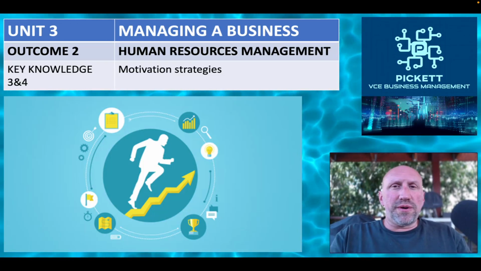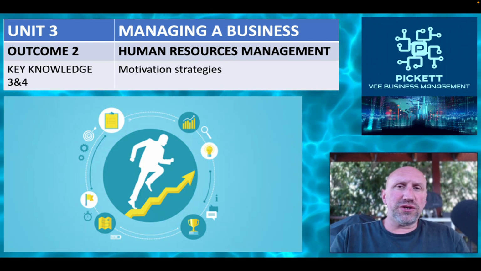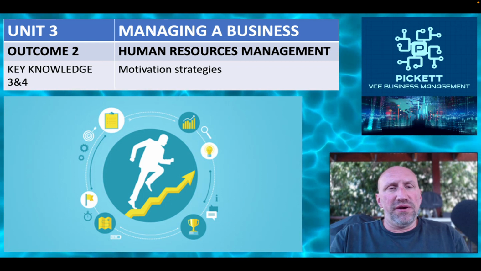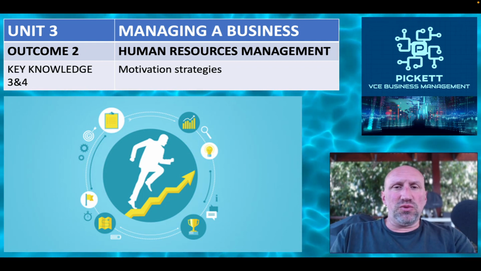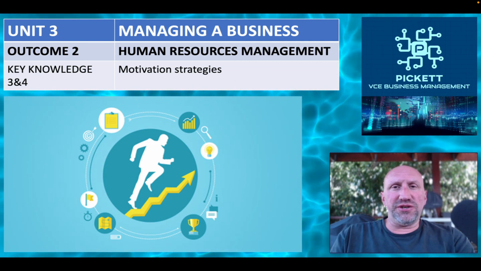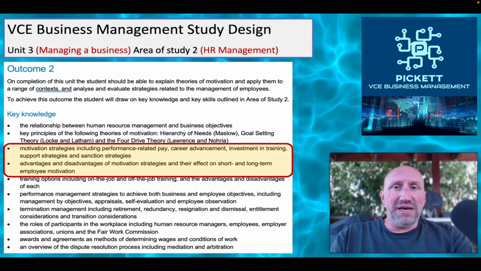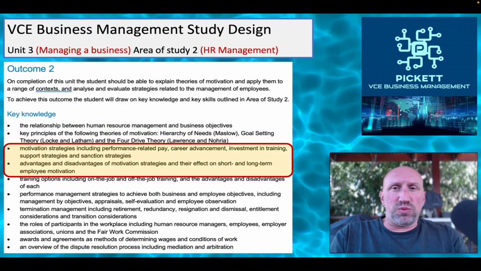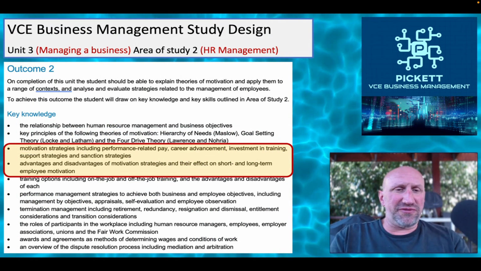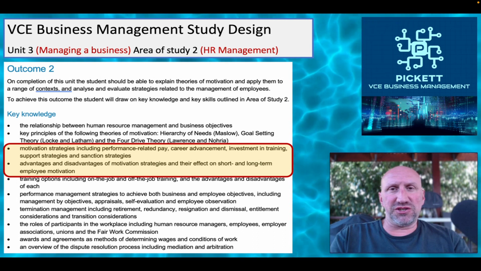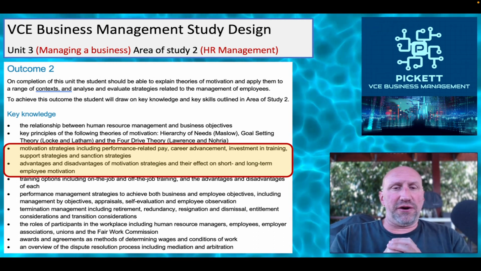Right, guys, welcome back. Today we are looking at the third and fourth key knowledge dot points from the second outcome in Unit 3, and that is all about something called motivation strategies. So here is our study design, and here is what we're looking at today, and that's why it's 3 and 4, because it's the third and fourth key knowledge dot points. If you look at those, you can see they're both about motivation strategies, so we combine them both into the one video.